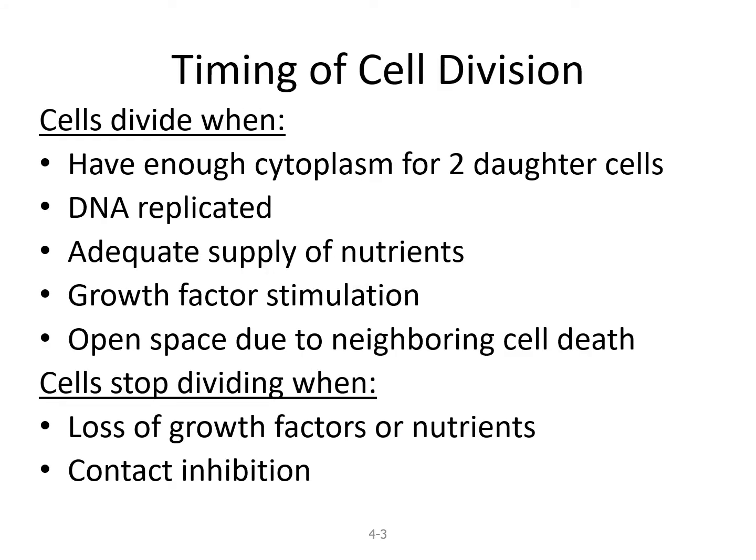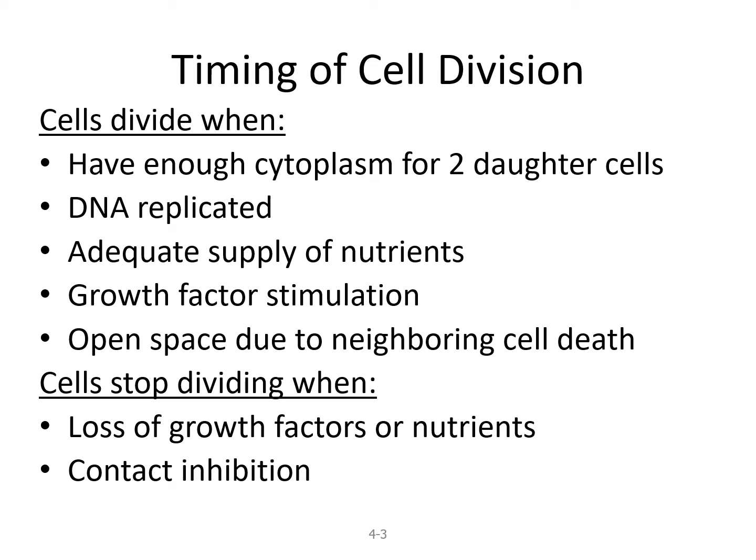Timing of cell division is going to be important because typically healthy cells that are not cancerous are only going to divide during certain circumstances. They have to have enough cytoplasm to partition into those two daughter cells, the two genetically identical cells known as daughter cells. The DNA has to have been replicated.